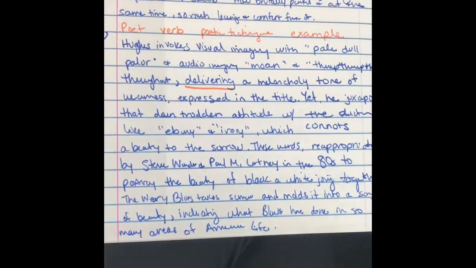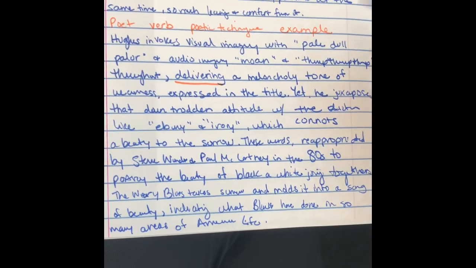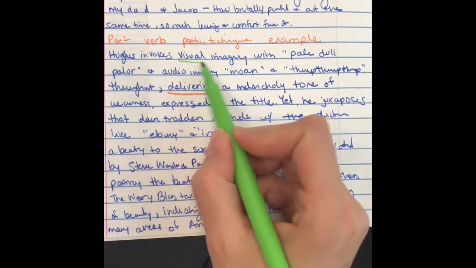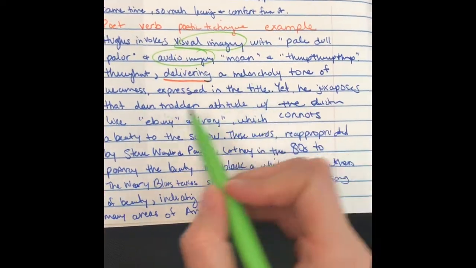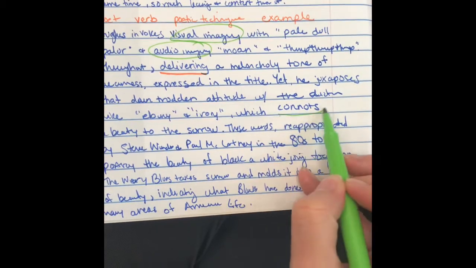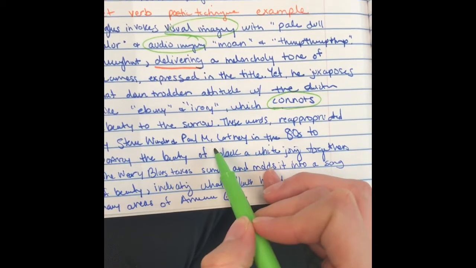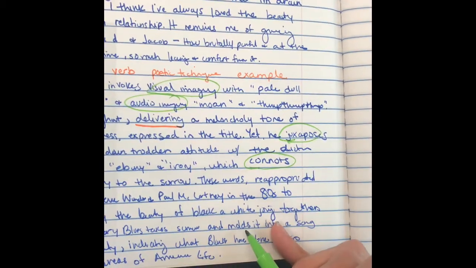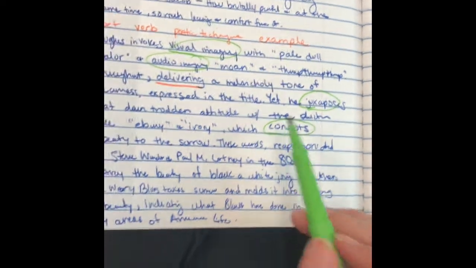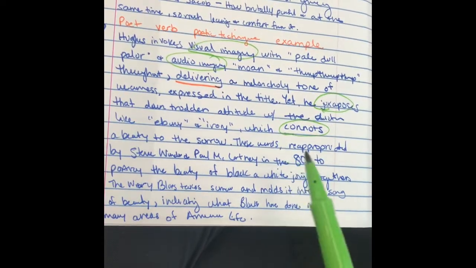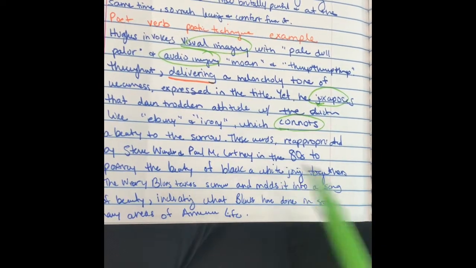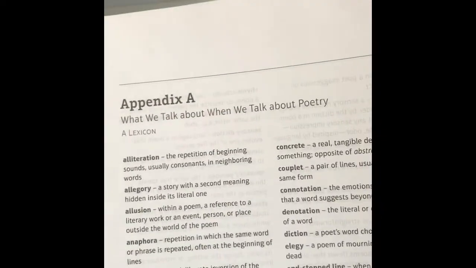So as you can see with my technique writing here, I have quite a few examples of different techniques, imagery here, right? I say connotation, right? It connotes something. I also have juxtaposition. So I'm using very specific language of poetry techniques. I'm not just saying it does this or it does that. I'm giving really specific examples that come right from our Appendix A, what we talk about when we talk about poetry.